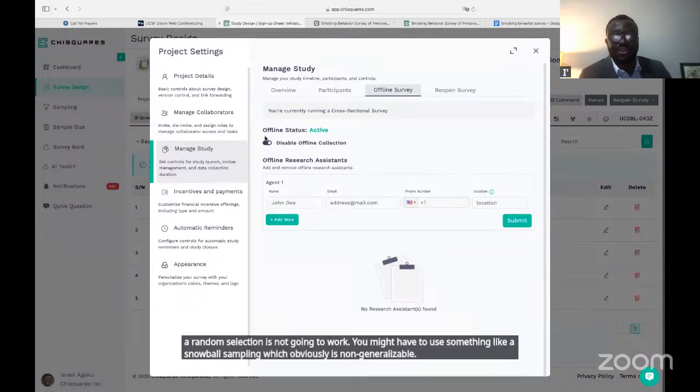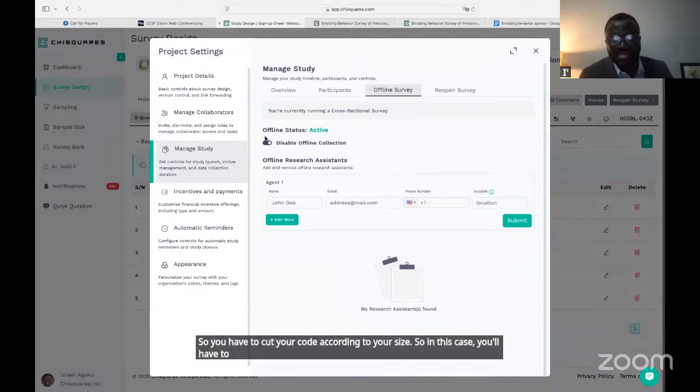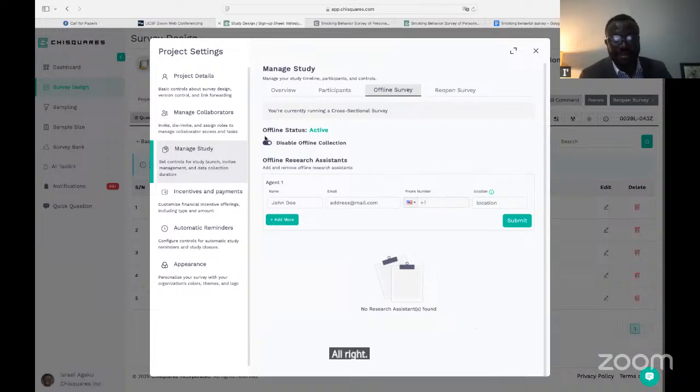So you have to cut your coat according to your size. In this case, you have to do a non-generalizable study, and that's fine. It's not only generalizable studies that are useful. Non-generalizable studies have meaning and value in the world. All right, thank you so much. You're welcome.